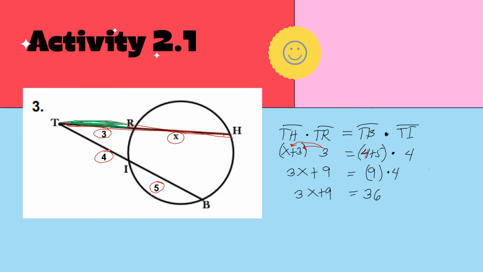Okay, and then next is to transpose positive 9 to the right side. So, we'll have 3x is equal to 36 minus 9. And then 3x is equal to 36 minus 9 is 27. And finally, we divide both sides by 3. Para x na lang. And 27 divided by 3 is 9. There. So, that is the answer. X is equal to 9.